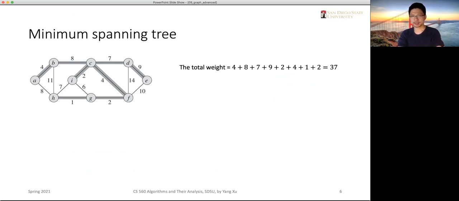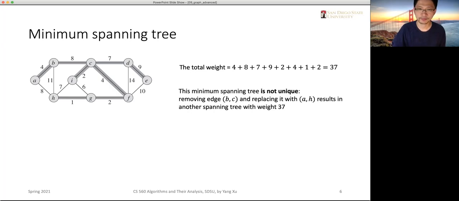So as I said, in order to make sure that the spanning tree is a minimum spanning tree, we will calculate the total summation of all the weights. And in this case, we just sum up all the weights in the tree, then it turns out to be 37.